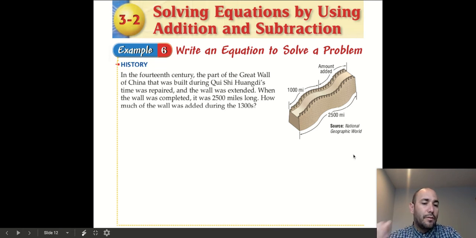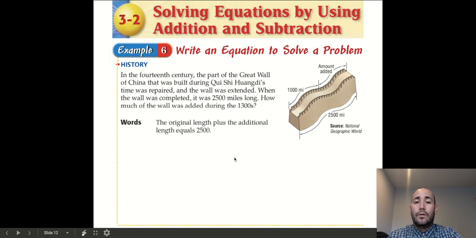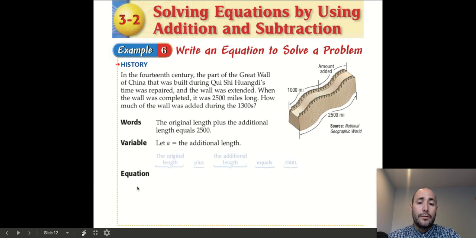Now, some of you might be doing the math in your head right now, and that's totally fine, but we really want to go through the process of solving the equation, because that's what you're going to be asked to showcase on your assignment. Okay, so let's look at it. The original length plus additional length equals 2,500. If A is the additional length that we are looking for, that's our unknown, our variable, we're going to let that be A. And so we're going to write our equation. The original length we know was 1,000 plus some additional length A has to equal 2,500 miles.